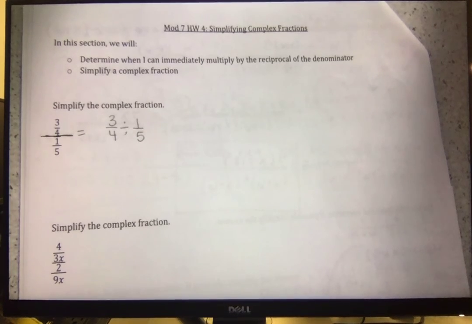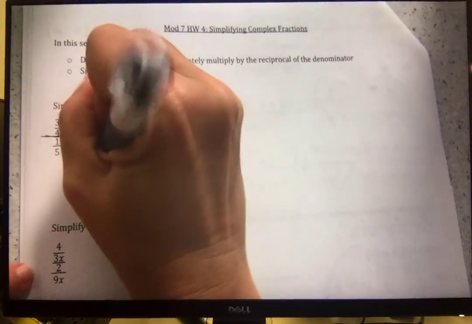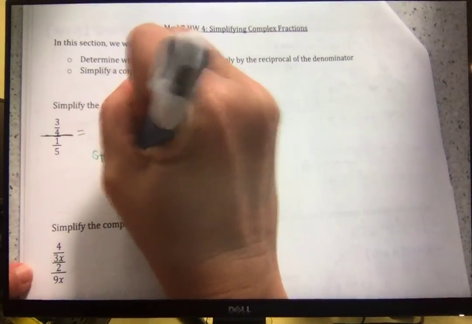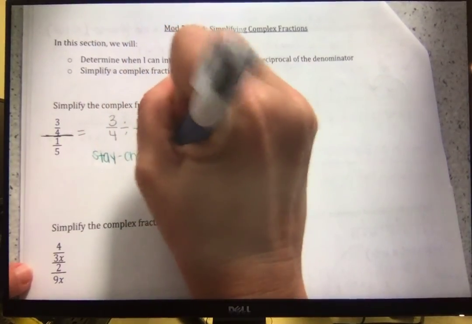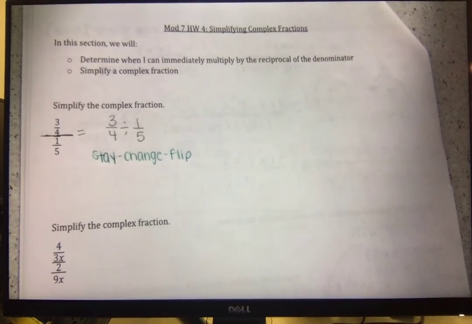We're going to keep the first one the same. We're going to change the operation from division to multiplication, and we are going to flip the second fraction. So that'll leave us with 3/4 times 5 over 1. So stay, change, flip. So 3/4 times 5 over 1.